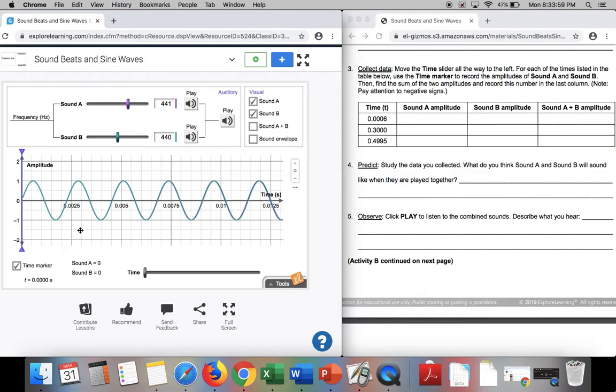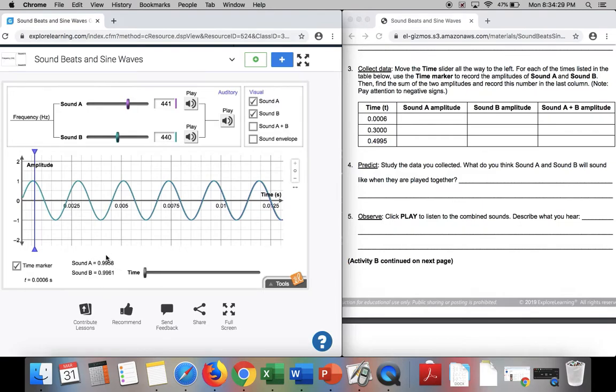All right, so the first one is 0.0006. I'm going to take my time marker and drag it. If you're wondering how you know when you're at that time, right underneath where you see the time marker box, you'll see a T with the seconds. You want to make sure that time matches what you're supposed to have in the box. So I'm going to drag this until I get to 0.6. There it is.